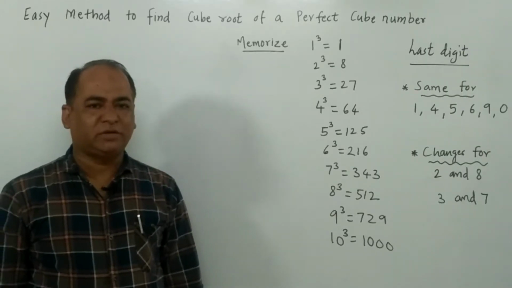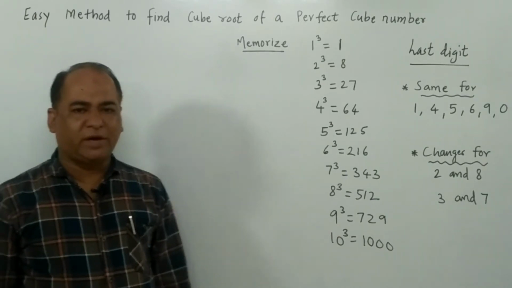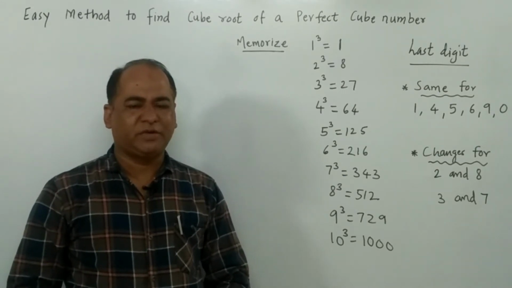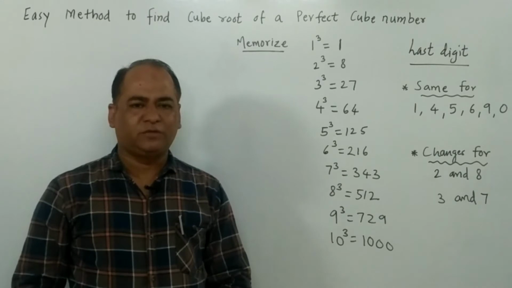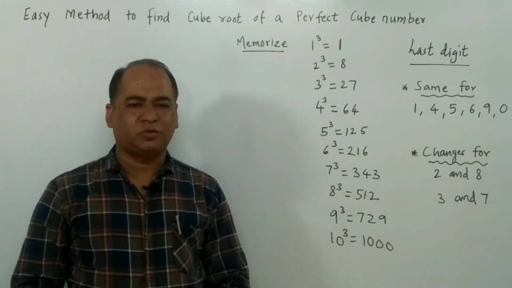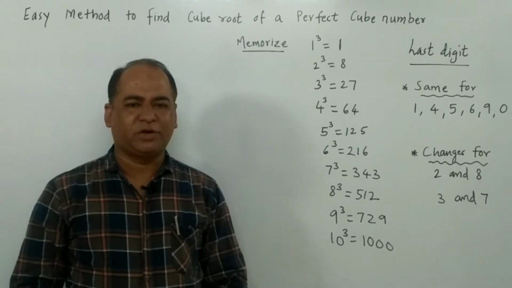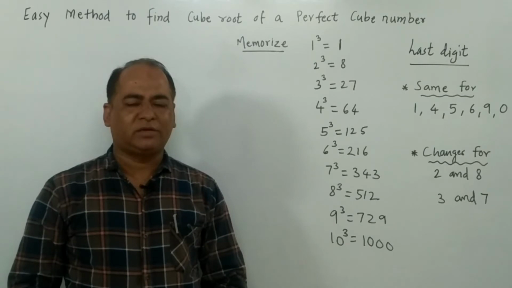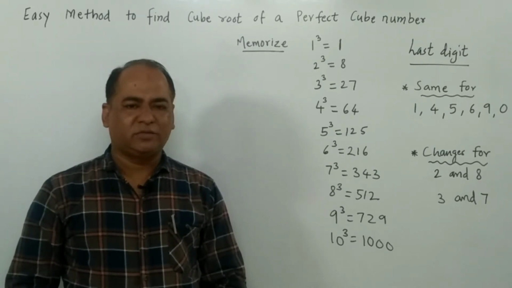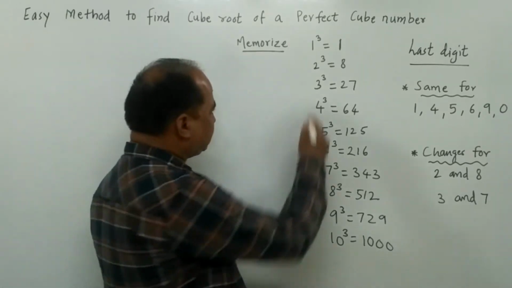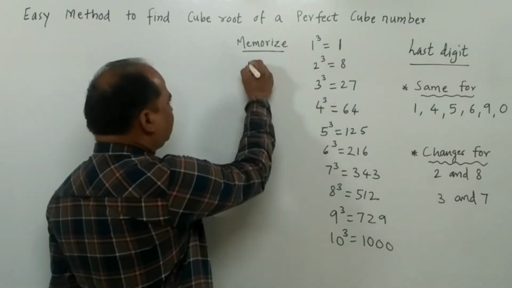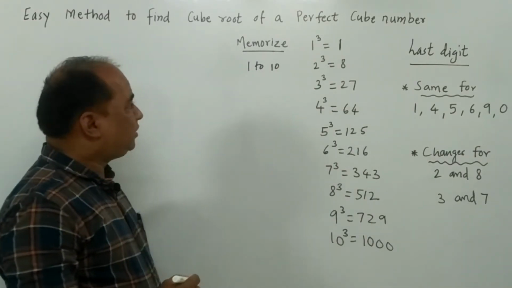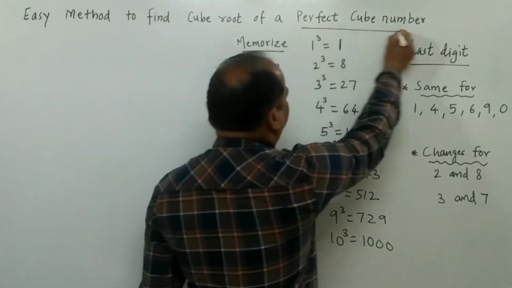First, we should memorize the cubes of the numbers from 1 to 10. The cube of 1 is 1, cube of 2 is 8, 3 is 27, 4 is 64, 5 is 125, 6 is 216, 7 is 343, 8 is 512, 9 is 729 and 10 is 1000. So you should memorize these cubes from 1 to 10, and if you know these cubes, then you can easily find the cube root of a perfect cube number.